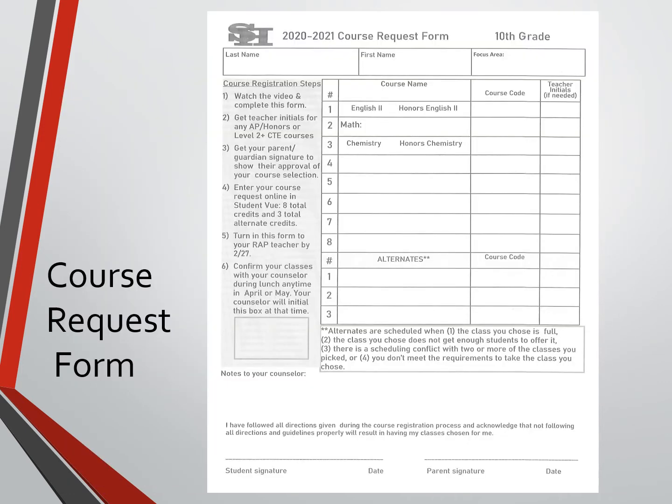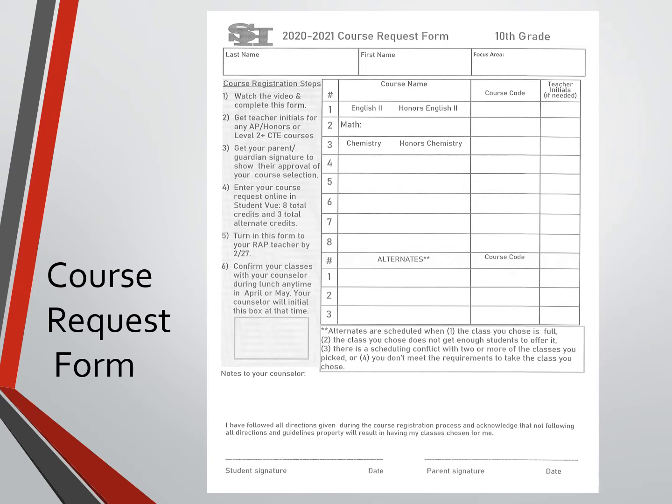This page is your course request form. You will use this to write in the classes you are requesting and then use it to request your courses online in Student View. You need to choose a minimum of 8 courses and 3 alternates.